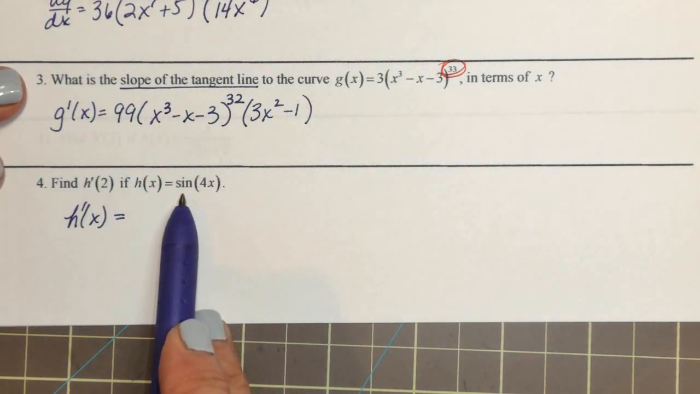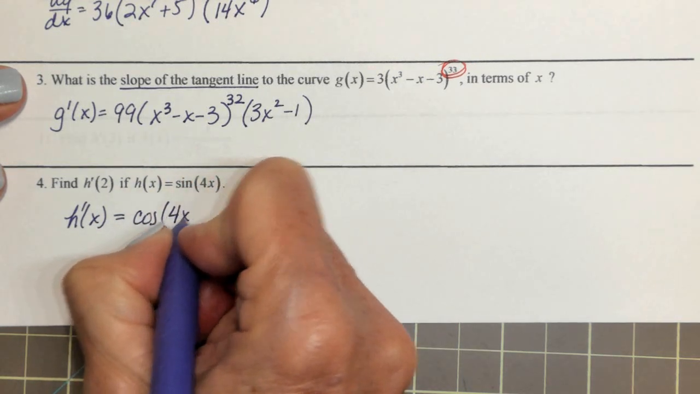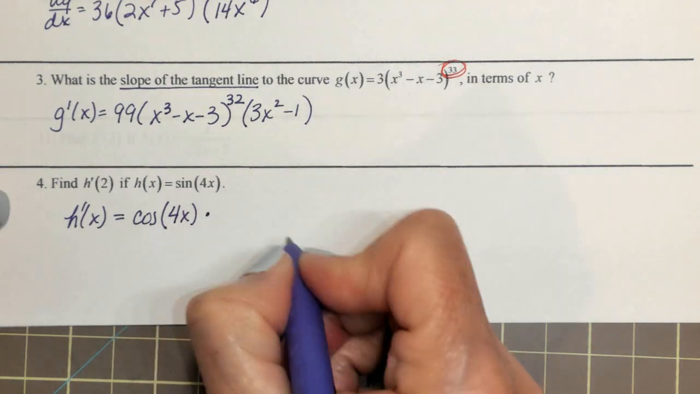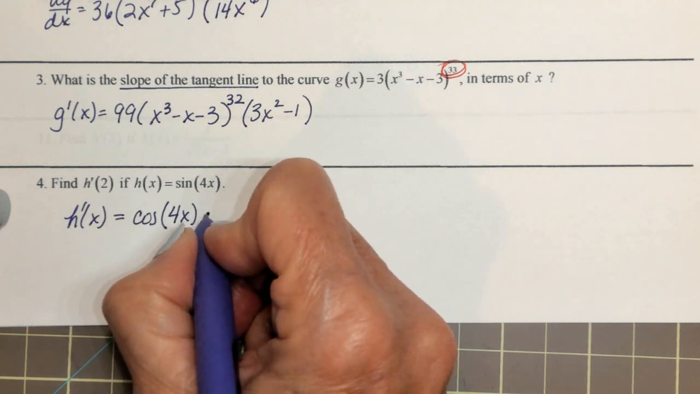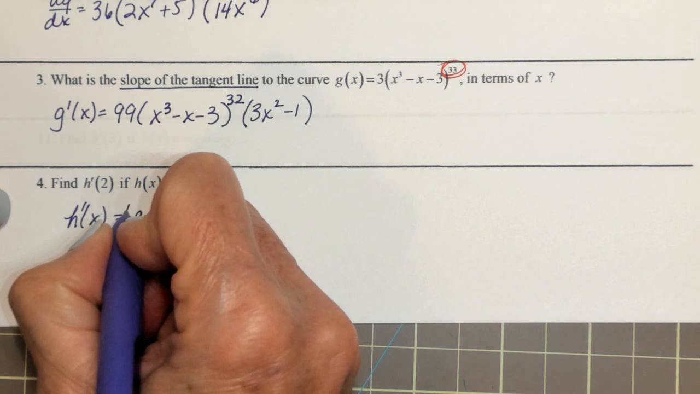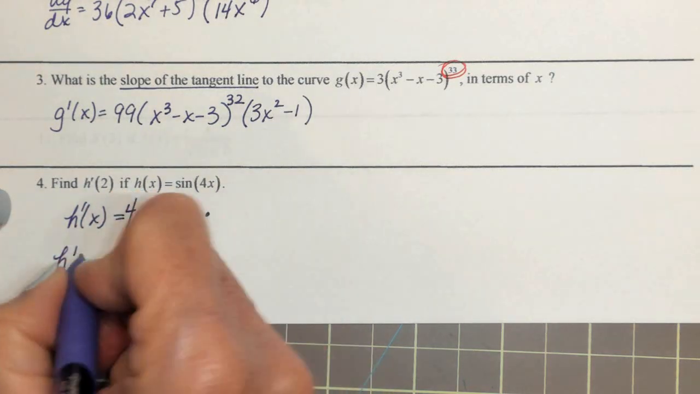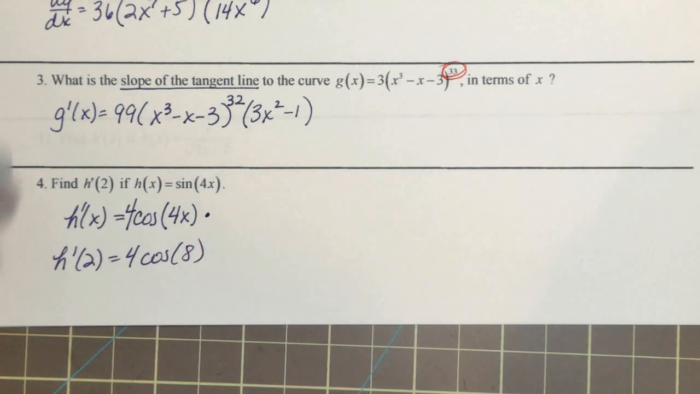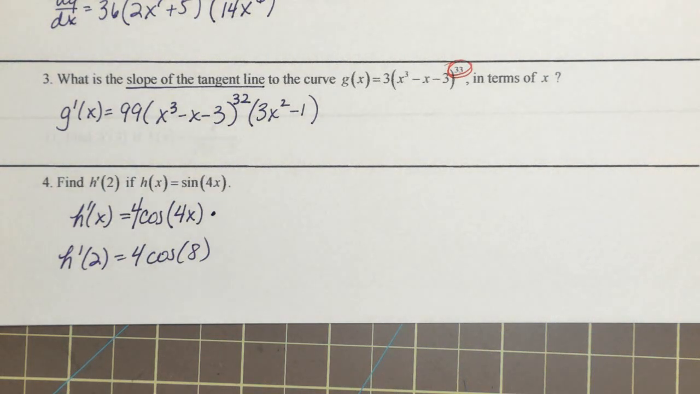So I take its derivative. The derivative of sine is cosine. Keep your parentheses the same, always. And then multiply by the derivative of the inside. Now I could write that 4 outside, but it looks funny being outside of the cosine, so I'm going to move that 4 to the front and make it 4 cosine of 4x. And now they told me to put 2 in, so I will just put 2 in. And that's it. 8 radians. What quadrant would 8 radians be in?